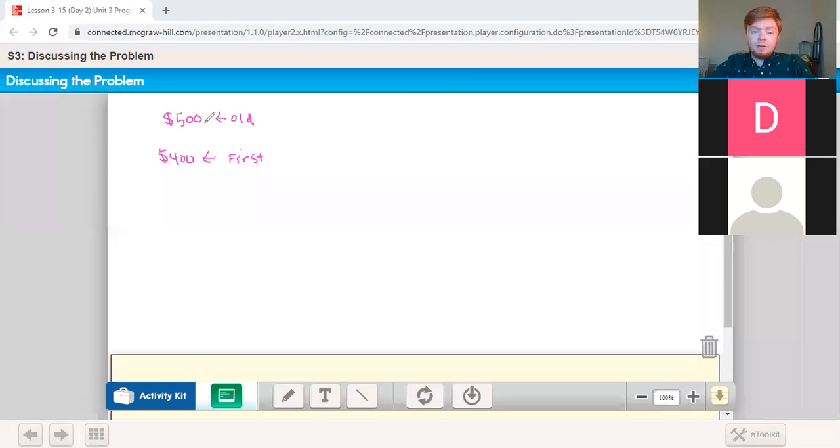Okay, so the old price, cool. Old price was 500. Our very first price was 400. Okay. Now they want us to work backwards. So instead of starting with 400 and then adding a percent to get 500, now it wants us to use 500 and subtract a percent to equal a lower number. So we're just doing it backward. That's all. Okay.